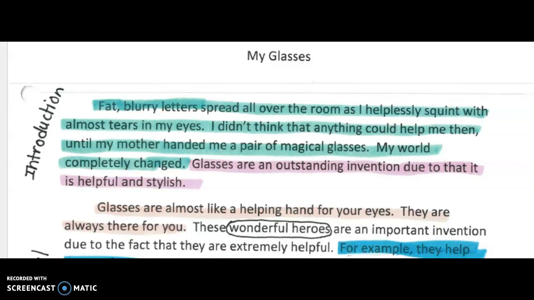I really like this introduction. The author decided that they were going to paint a picture for you of what their problem is, and then they gave you a solution. I feel like this is something that I can do for my essay as well. I can paint a picture of a problem. Well, I already have my solution when I really think about it.